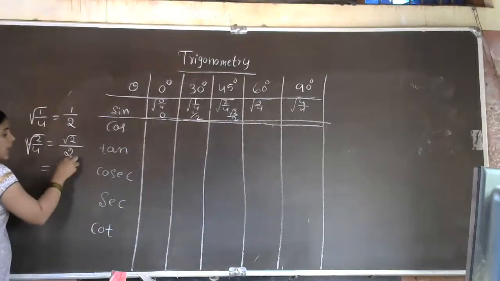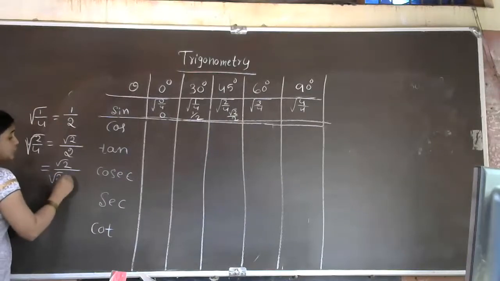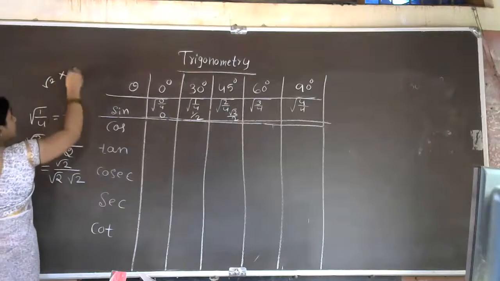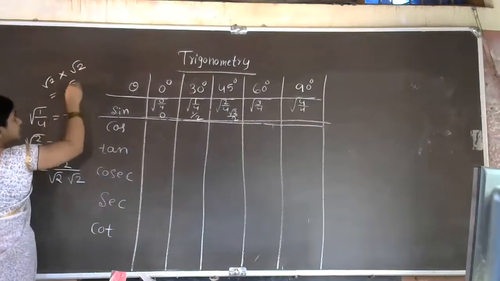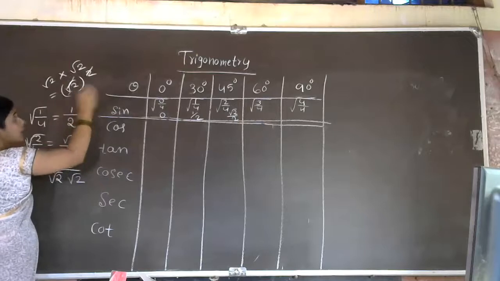How to write 2 in the form of roots? Can I write it as root 2 into root 2? Yes, root 2 into root 2. We can take this as root 2 whole square. Then the square root gets cancelled, and 2 is remaining.